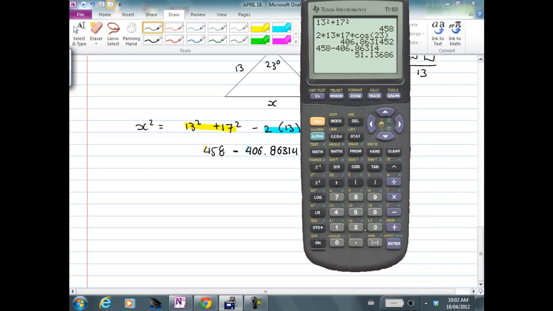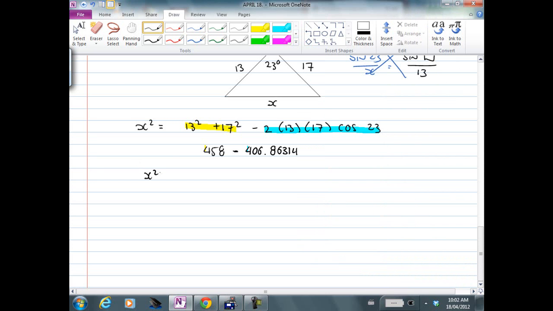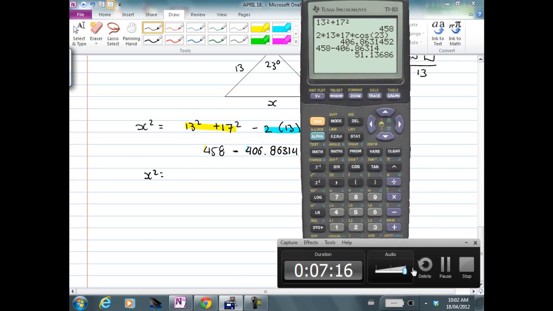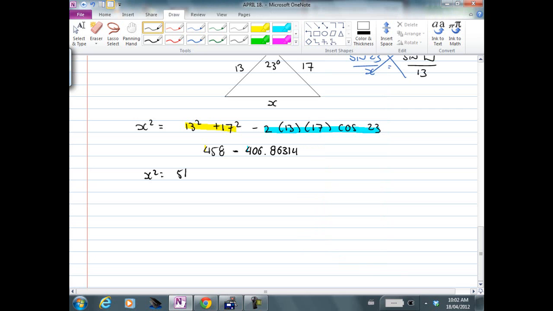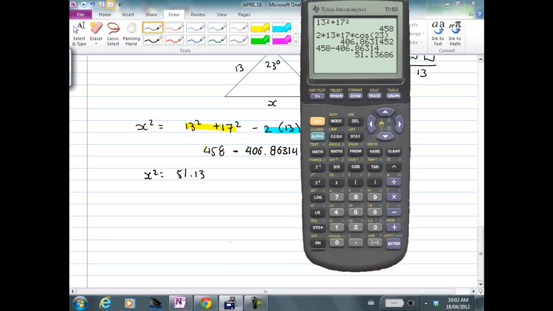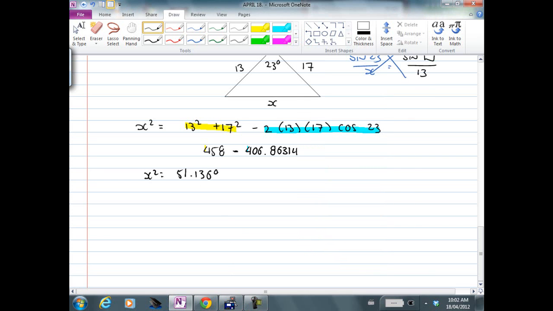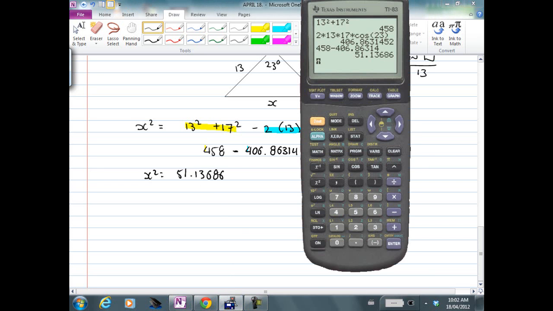Guys and gals, so we have x squared equals to 51.13686. We're not done yet. You got to do one more thing, and that's square root it. So square root that answer. 51.13686, and your answer is 7.15.